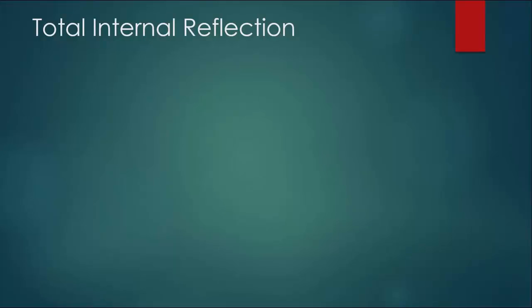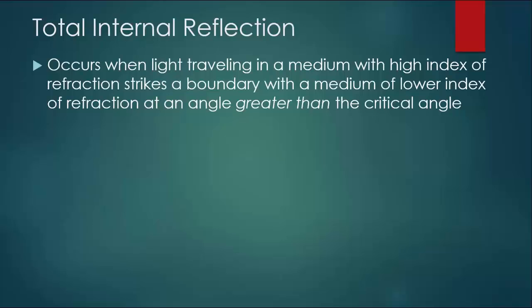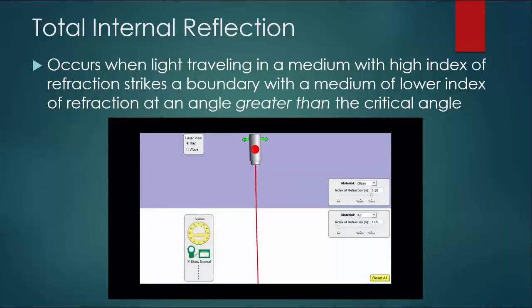Total internal reflection is a phenomenon that can occur that involves the critical angle. Total internal reflection occurs when light is traveling in a medium with a high index of refraction and strikes a boundary with a material of lower index of refraction at an angle greater than the critical angle. You can see in this animation that when the incident angle is small, most of the light is refracted and some of it is reflected.